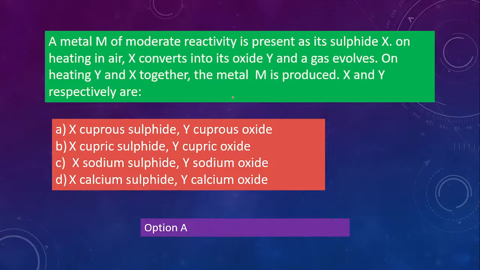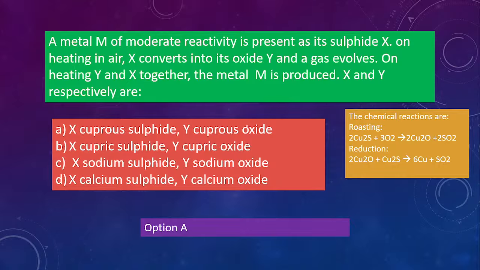Okay, so cuprous sulfide, क्योंकि ये sulfide form होगा, they have already said something has to be sulfide, X has to be a sulfide, right? Because it is given as present as a sulfide X. So X sulfide X वाला जहाँ पे sulfide है, so सब में sulfide है, right? So cuprous sulfide, and Y will be cuprous oxide. So on heating Y and X, metal M is produced. X and Y are, so X होगा cuprous sulfide, Y होगा cuprous oxide.